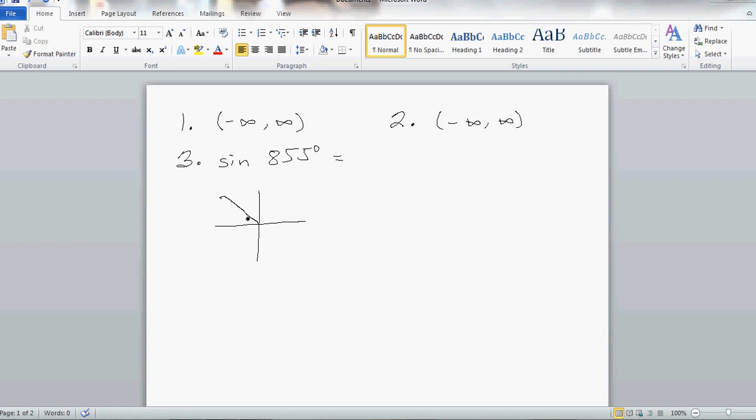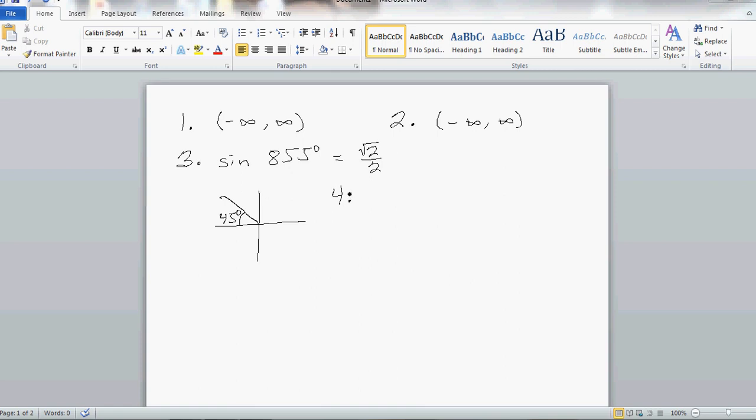Now, from last section, we realized that we need to find the reference angle. If this is 135 degrees, this angle right here, then that would leave 45 degrees of an angle here. Now, in the second quadrant, sine is positive, so we have a positive number, and in particular the sine of 45 degrees is square root of 2 over 2.